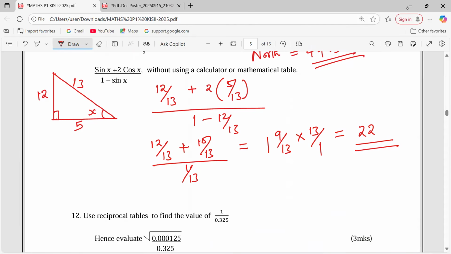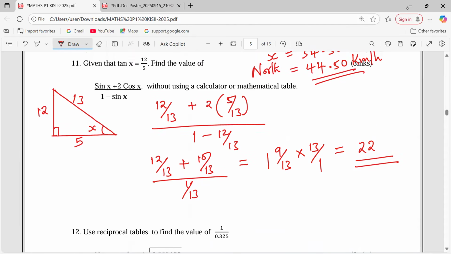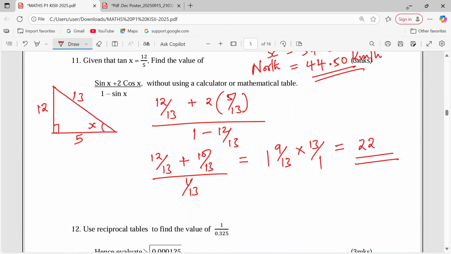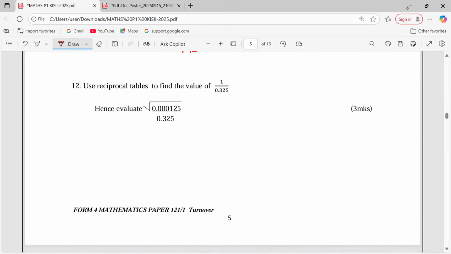Exactly 22. So the answer is 22. The answer in this case is 22. Without the use of a calculator, without the use of a math table, we have found the expression. We can now proceed. This is number 12.